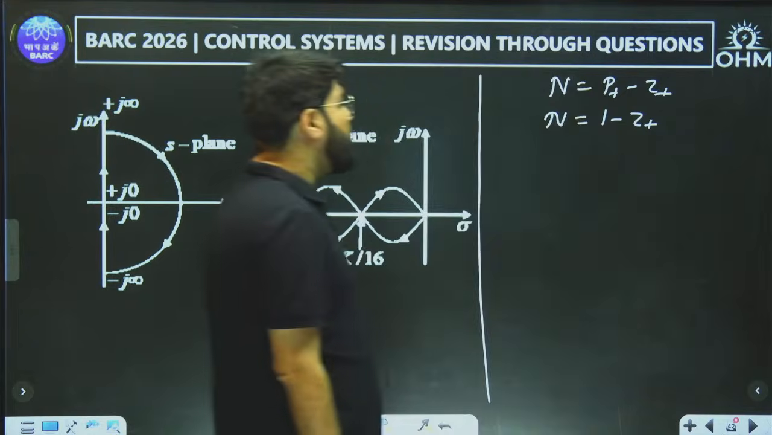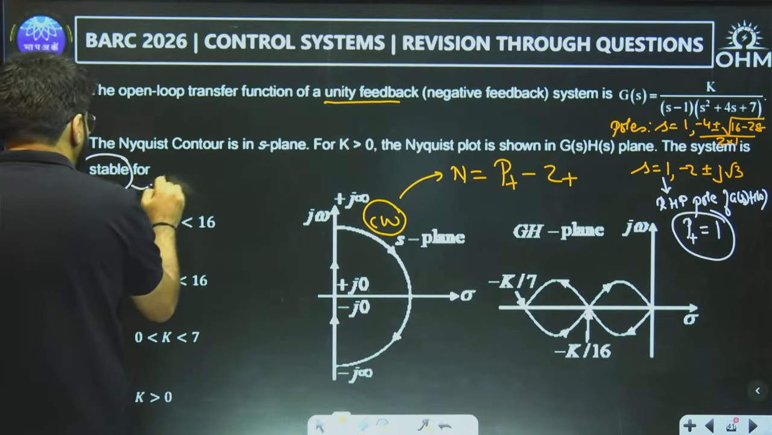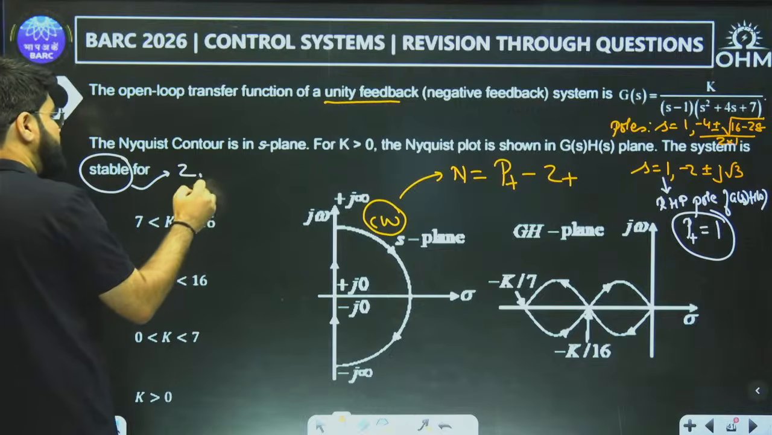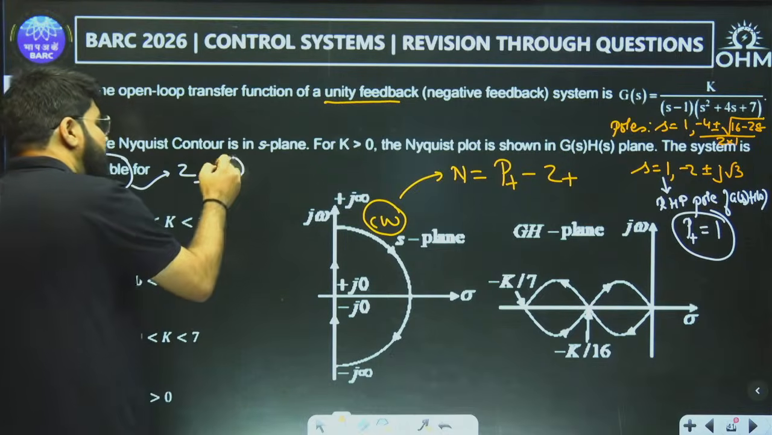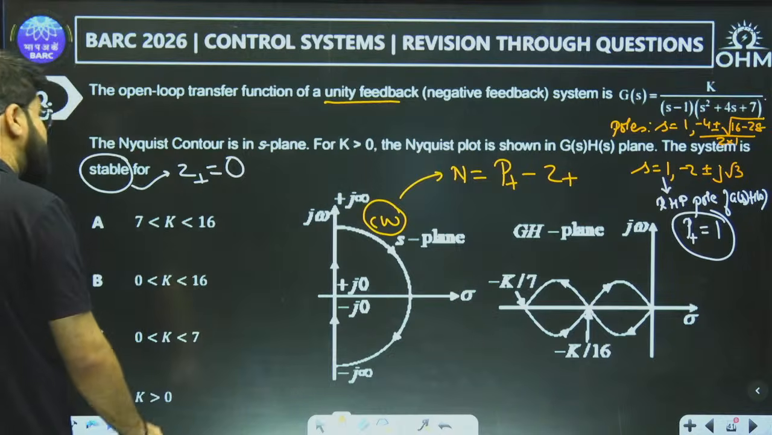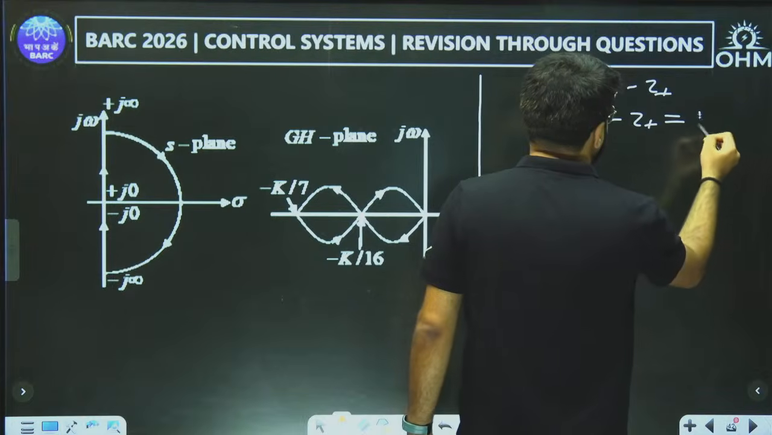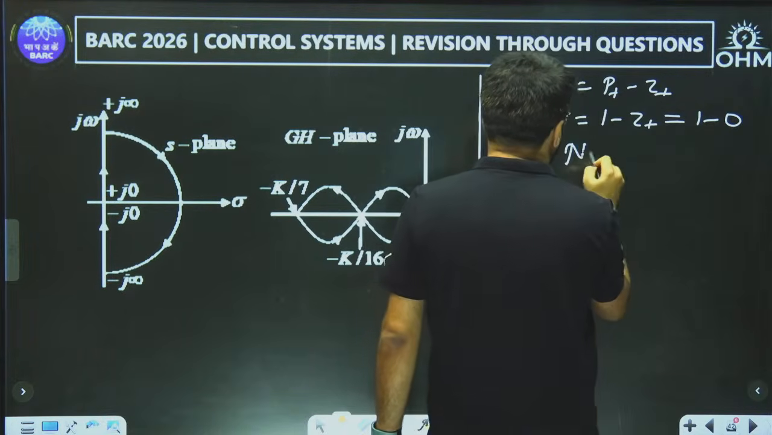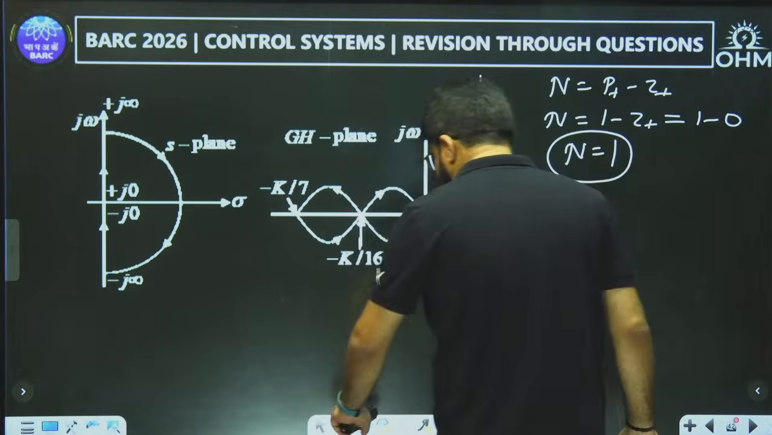Now what do you actually want? For the system to be stable, what Z plus do you want? What is Z plus? Roots of the characteristic equation in the RHP. That should be nil, because even if there is one root of the characteristic equation in the RHP, the system cannot be stable. So Z plus will be 0. So what is the N you want? You want one encirclement of minus 1 comma 0.